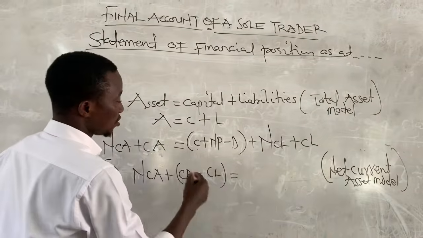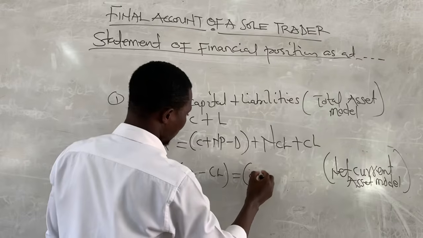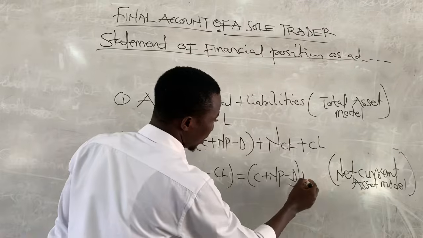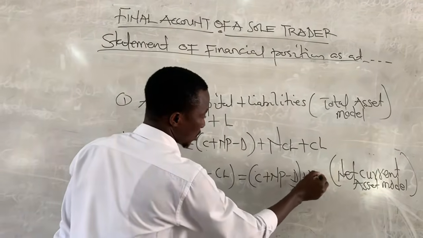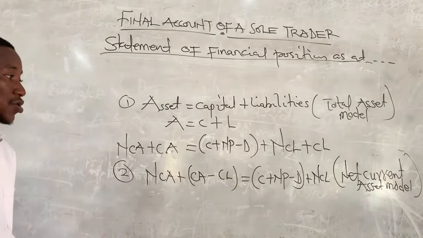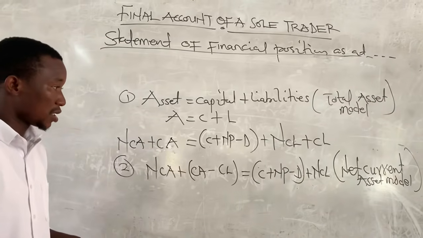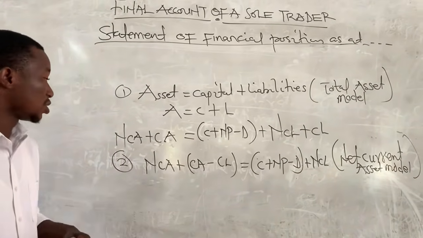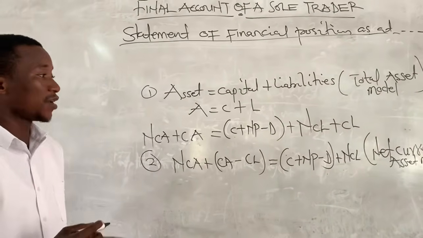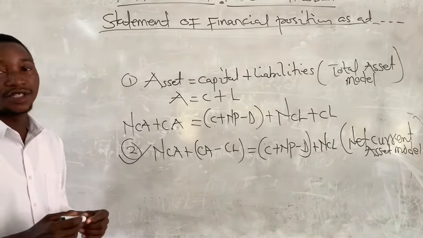After that, we create it to the capital, which is the capital plus net profit minus drawings. Is that okay? After that, it's left with the non-current liability. So this model is called the net current asset or the working capital model. Is that okay? Or the net current asset model. So it is this model that you'll be using in the preparation of the statement of financial position. So you have to write this formula somewhere. We will be using it in the preparation of the final account.